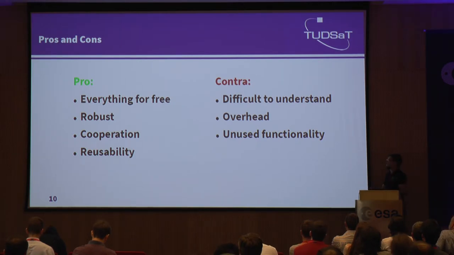It is difficult to understand these standards, and there's overhead generated, but the CCSDS is aware of that. For example, I will show later an example with the Unified Space Data Link, where they are trying to get rid of a bit of this overhead. And for CubeSats, of course, there are unused functionalities, but you can cut out some of the functionalities and still be conformed to the standard, so you don't have to implement everything because you don't want to drive a rover or something like that.